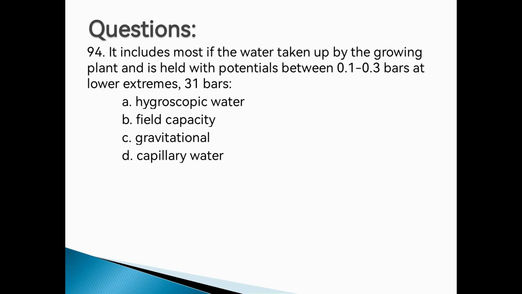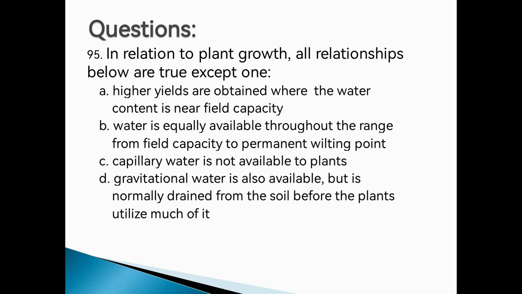Question number 94. It includes most of the water taken up by the growing plant and is held with potentials between 0.1 to 0.3 bars at the lower extreme and 31 bars. A. Hygroscopic water, B. Field capacity, C. Gravitational water, D. Capillary water. The correct answer is D. Capillary water.